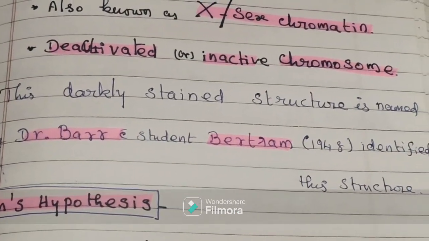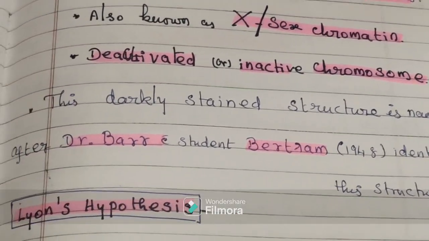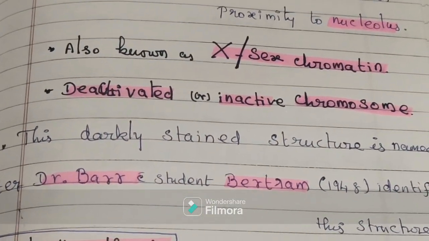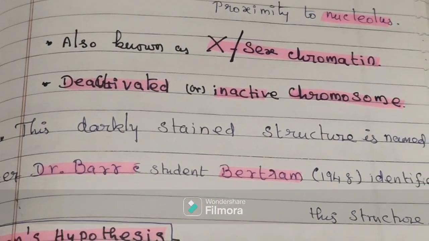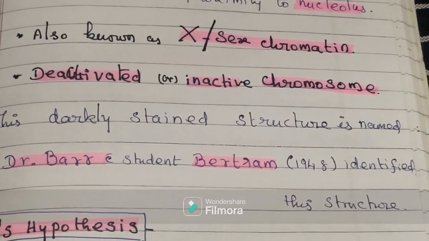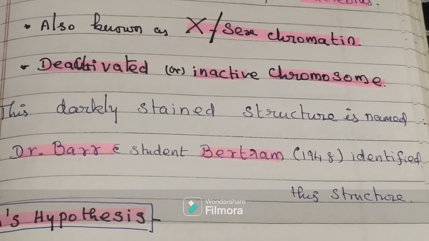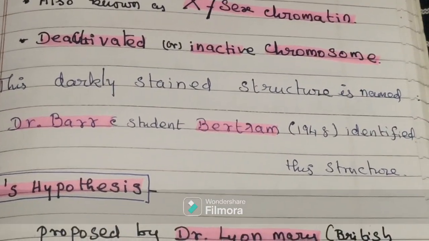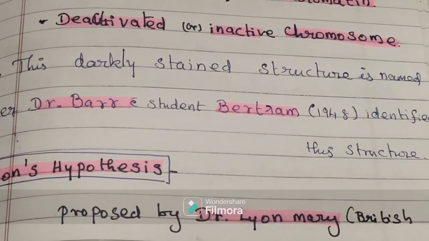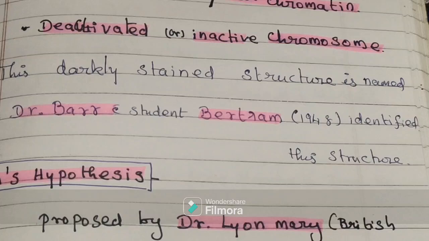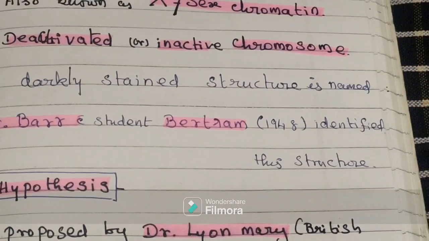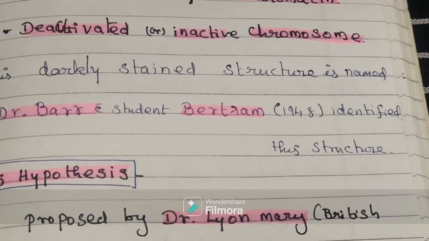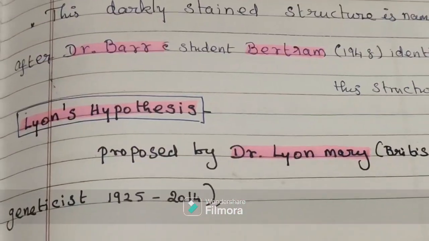This darkly stained structure is named after Dr. Barr, who was a Canadian physician who, along with his student Dr. Bertram, identified this Barr body structure in 1948.